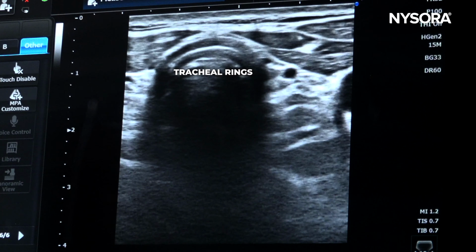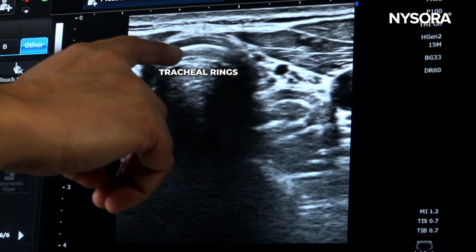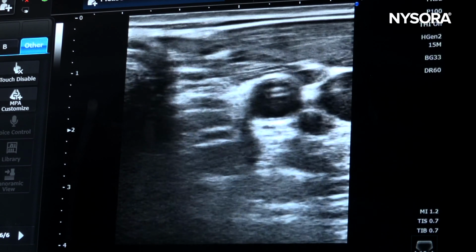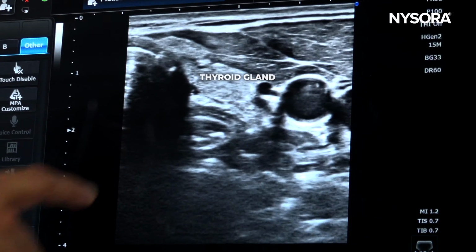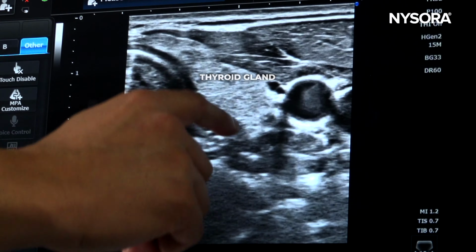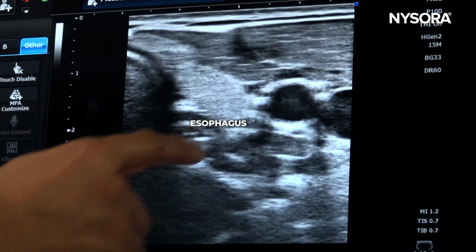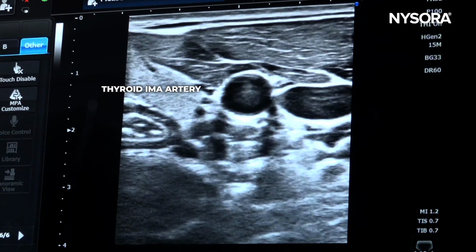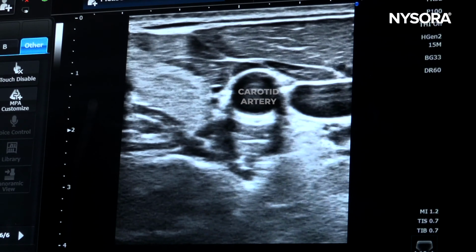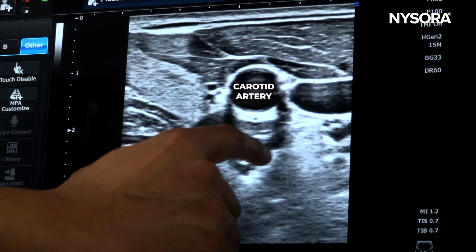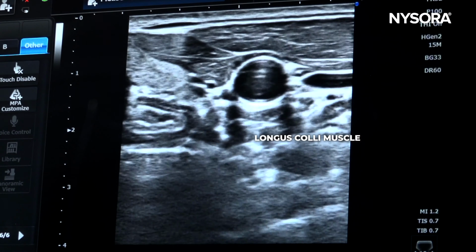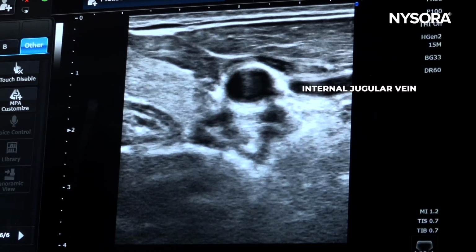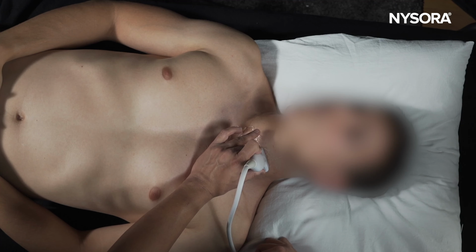So on this image, you are now seeing structures like tracheal rings, and you're also seeing part of the thyroid gland and esophagus. Along with that, you have structures like the thyroid ima artery, which is supplying the thyroid gland. You have the carotid artery, and below the carotid artery, you have the longus colli muscle. You have the internal jugular vein, which I'm pressing now.